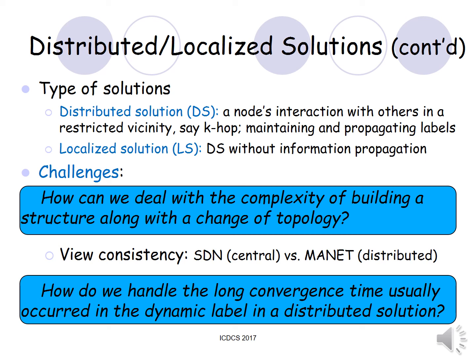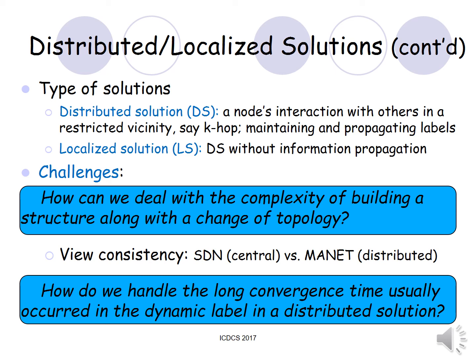So the challenge is how can we deal with the complexity of building a structure along with the change of topology, especially in the dynamic environment. And there have been a lot of work done in different fields. For example, in SDNs, they use a centralized one, for example, how to dynamically change the paths. Or in the mainnet, which is more challenging, using distributed solution.